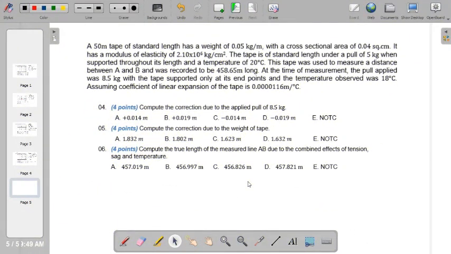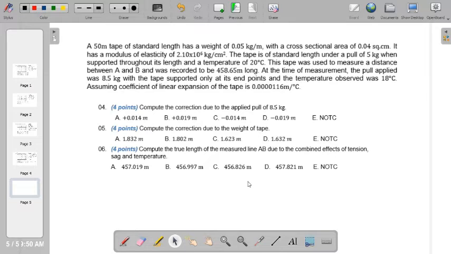Hi, so this is our situation 2, and situation 2 is about taping, and we are going to solve corrections of measurements. Okay, so using different formulas in taping, tape corrections. So let's read the problem.